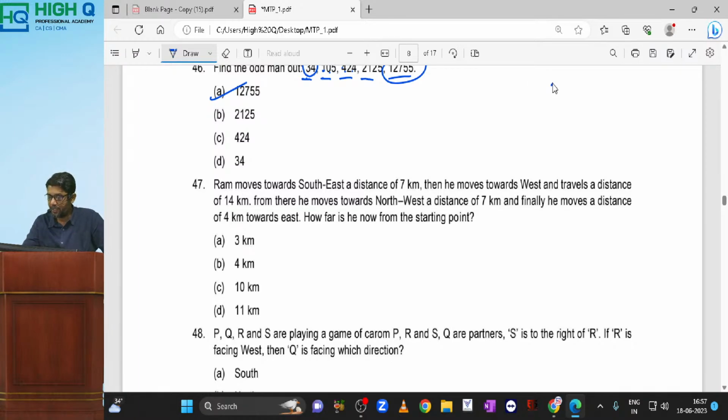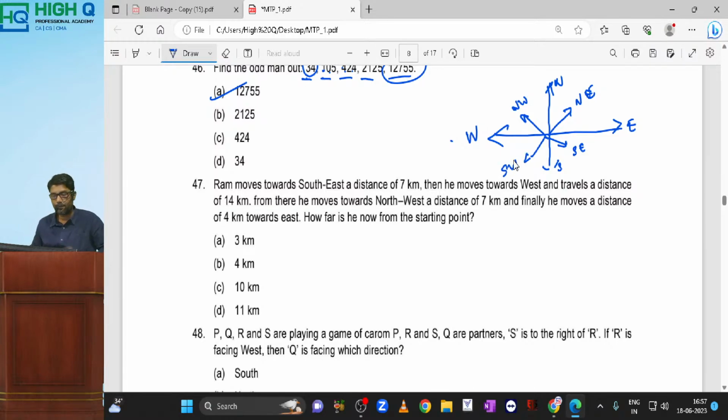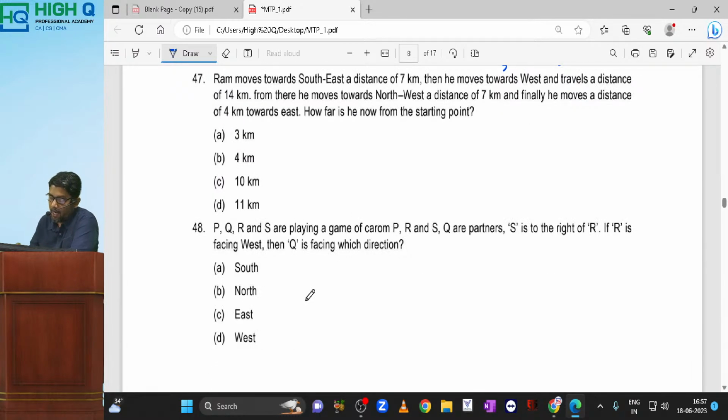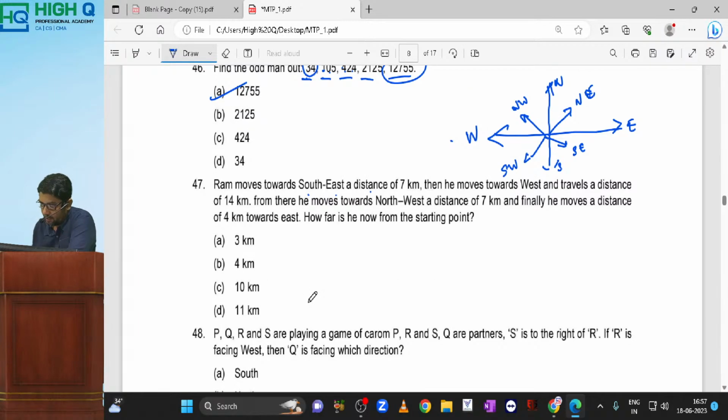Now direction starts. As soon as direction starts, I request all to draw this immediately. North, south, east, west. Am I right, my dear? And what is this? North-east, south-east, north-west, south-west. Okay. Now listen here. Ram moves towards southeast for a distance of 7 kilometers. Southeast.